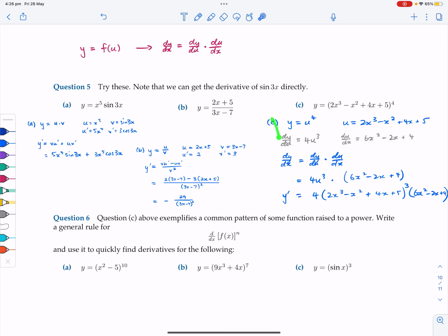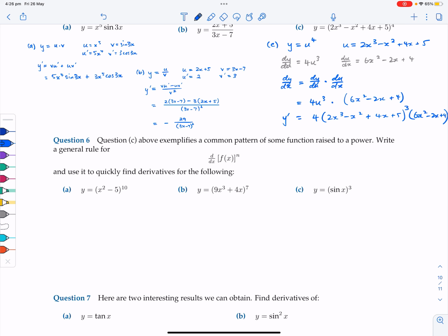So we don't need to go through all this working. You do need to have gone through it so far so you understand what we're doing, but we can spot the pattern and exploit it. And that's what question 6 is about. So, just have a sip of tea.